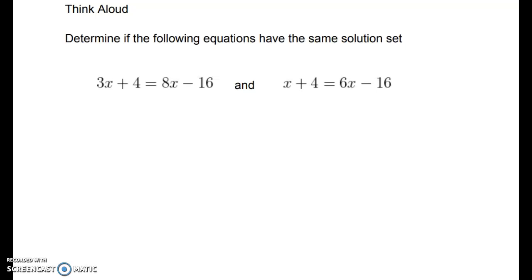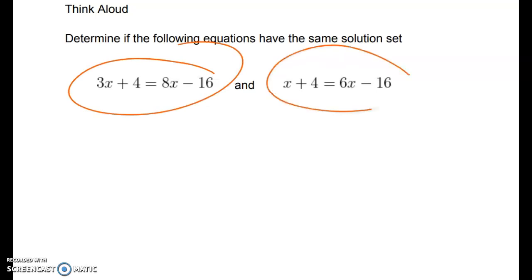This problem is a little different from our very first one because this one is now determining whether the equations have the same solution set. So it's asking me if this first equation's solution, or its x value, is the same as the second equation's. That means I'm going to have to solve for x for each one and compare at the end. So let's take a look at the very first problem.